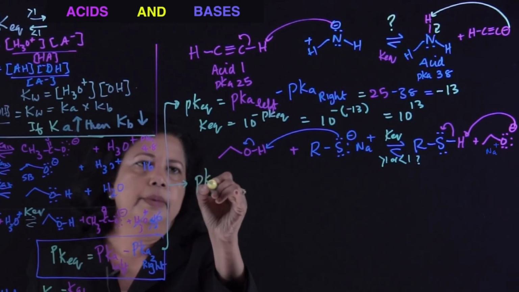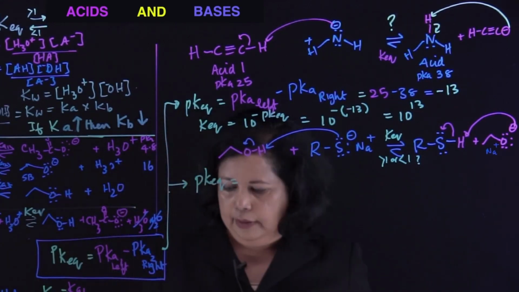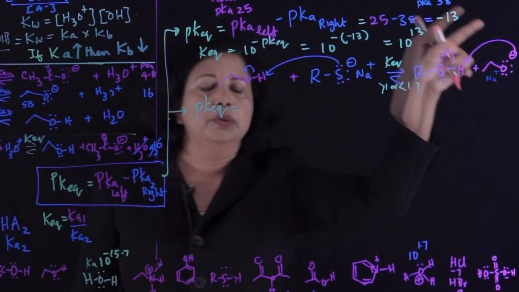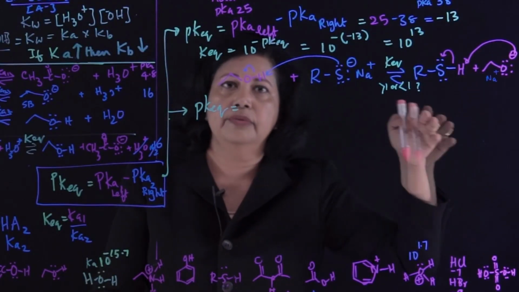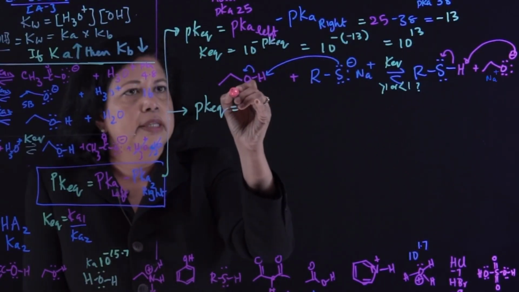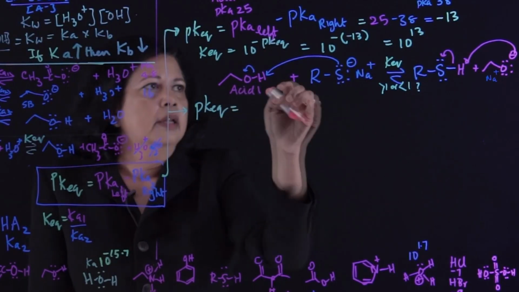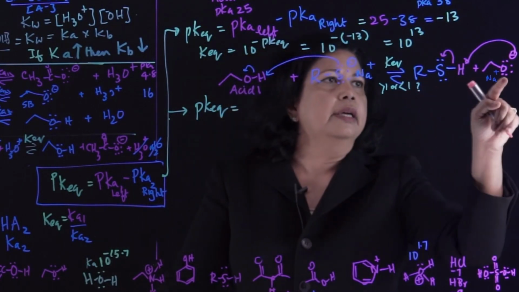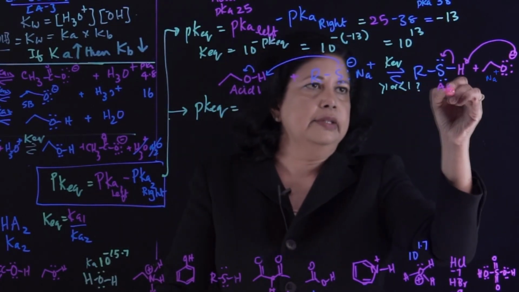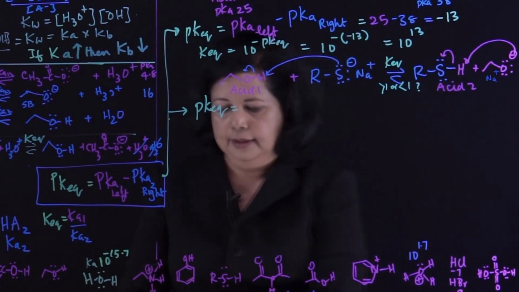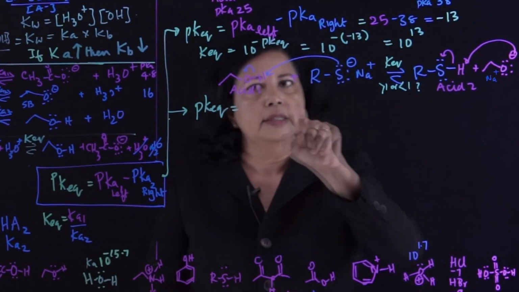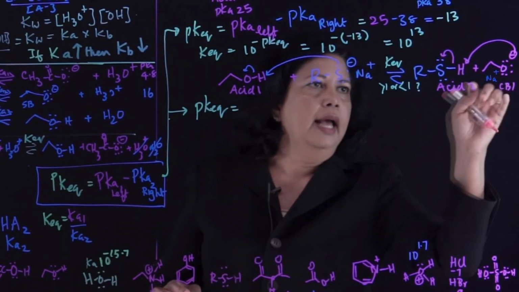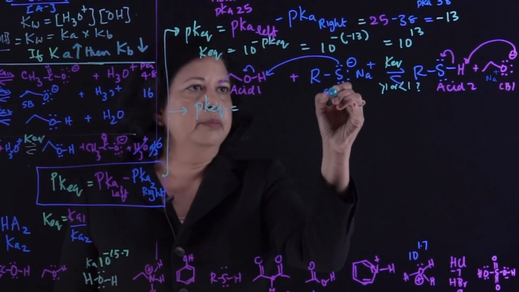pK equilibrium is equal to the acid on the left. So we know acids are the ones that can release protons according to the Bronsted definition, Arrhenius definition. So this is your acid 1. Anions are typically bases. This is going to be again your protonated species. So this is your acid 2 that can release a hydrogen. So acid 1, and that's your conjugate base 1. Acid 2, and this is your conjugate base 2.